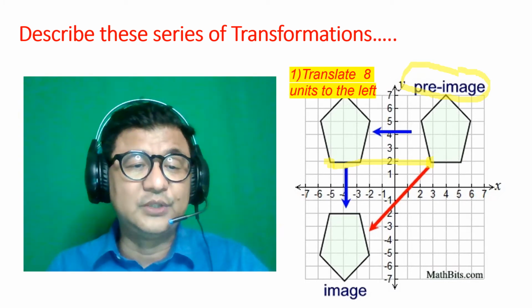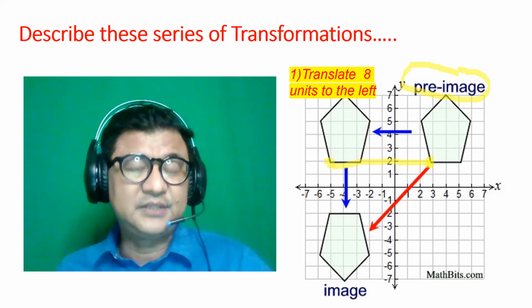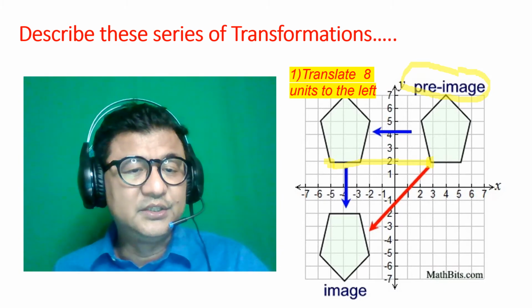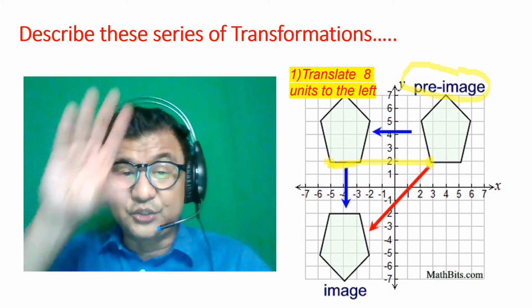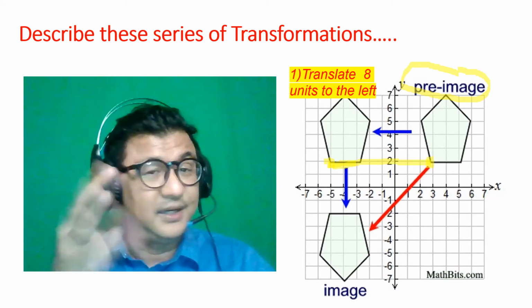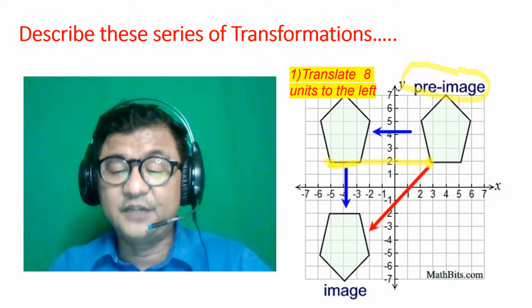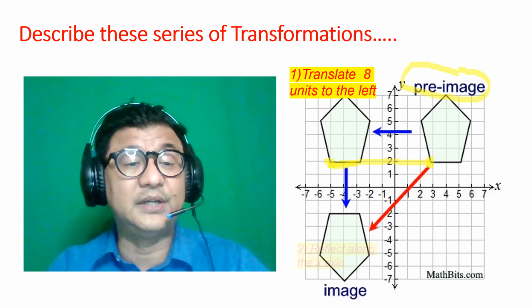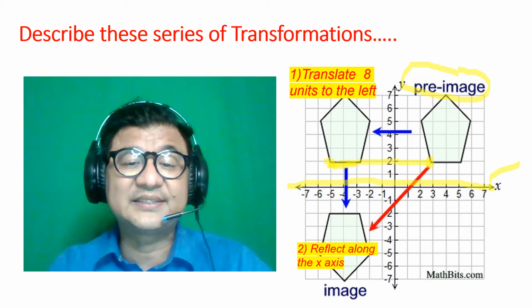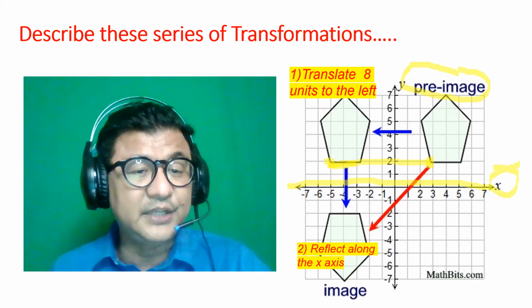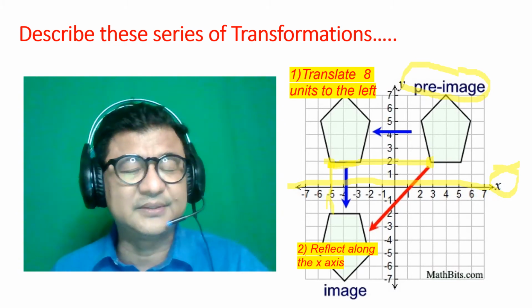Translated 8 units to the left, but look at the image, the second series of transformation. Is it still also sliding down? Check again. It's not sliding down. The figure was flipped. Therefore, if it's flipped, it is a reflection along the x-axis. This is the mirror. How do you check? 2 units away, 2 units away. Check that out. Okay, we're good.